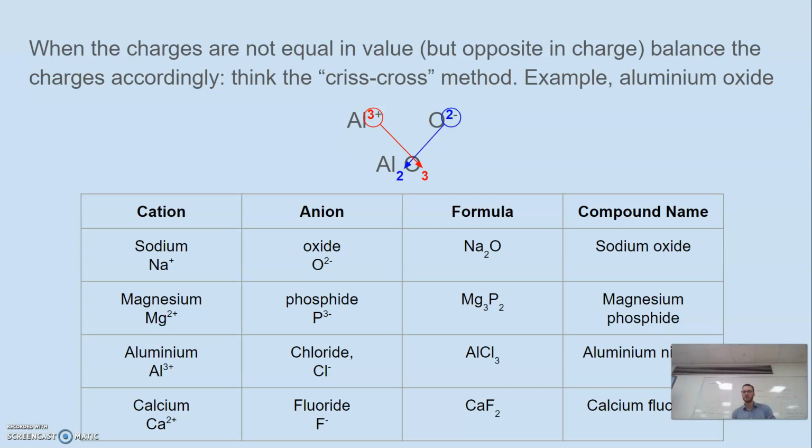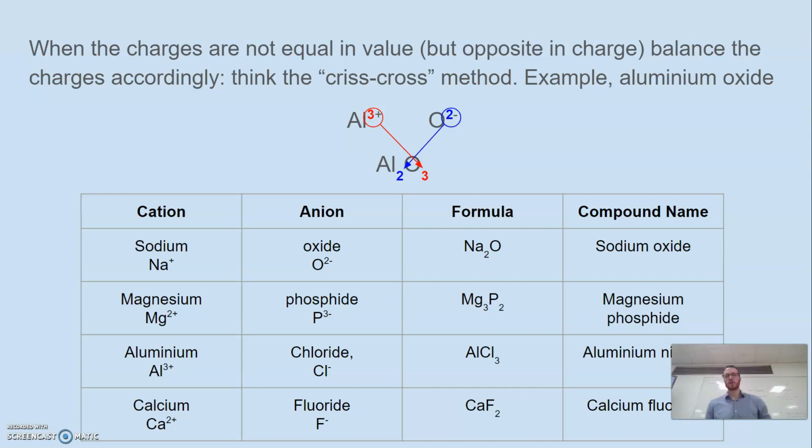So what this means is I'm going to have 2 lots of aluminium and 3 lots of oxygen. Notice the location of where it appears. We've got our element symbol, and then the subscript on the right-hand side tells us how many of those, or really it tells us the ratio. So aluminium oxide becomes Al2O3.